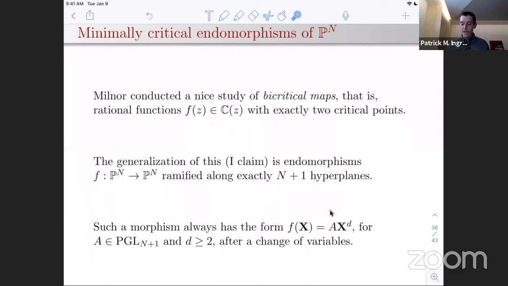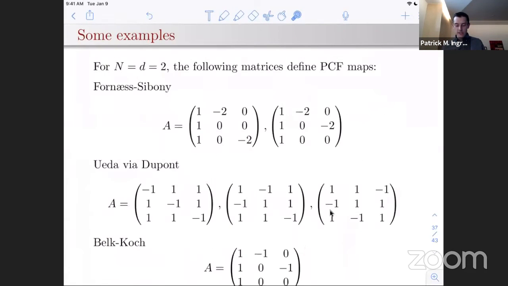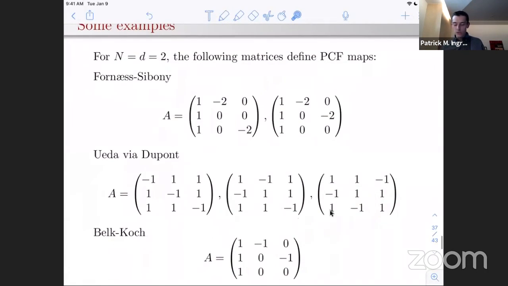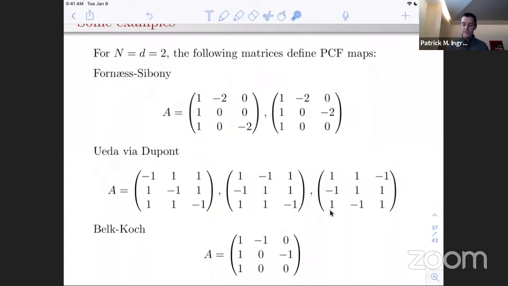And then your function has the form A times x to the d, where A is an n+1 by n+1 matrix, an element of PGL_{n+1} here. And x to the d is just the coordinate-wise power map. And just to convince you that the statements I make are not completely vacuous, it turns out that there are PCF examples of this form. So here are 6 examples from the literature of PCF maps of this form.